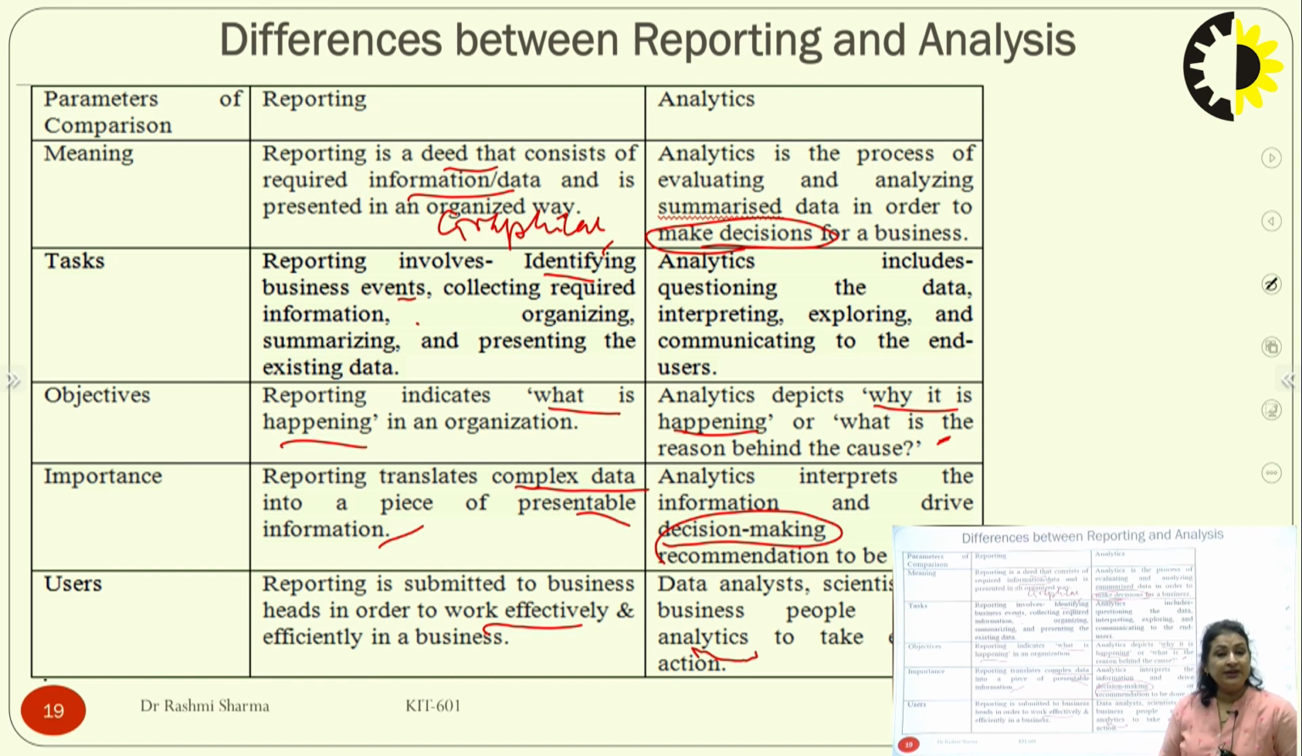We present the information in the reporting part, and we analyze the information in the analysis part. In reporting, we have complex data put into a presentable form. In analysis, we are interpreting the data, which definitely helps in making decisions for our business. So that is the basic difference between analysis and reporting. This is a very important question for a 2-marker which usually comes in the exam.